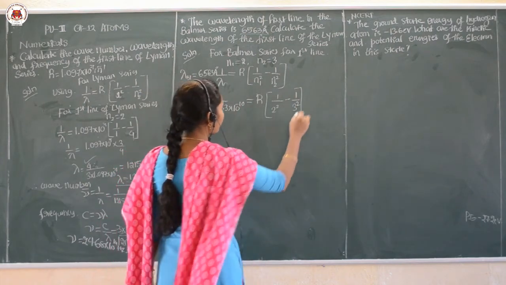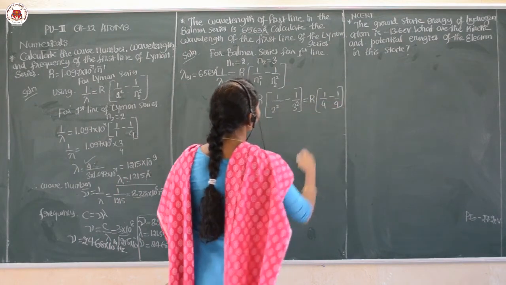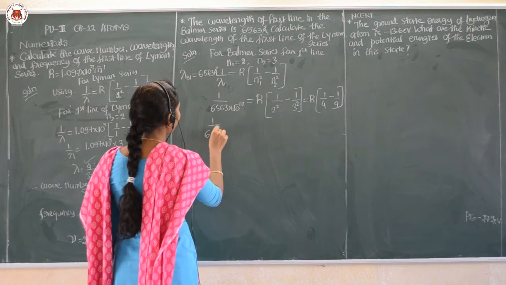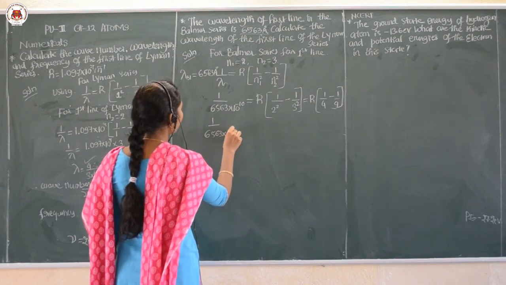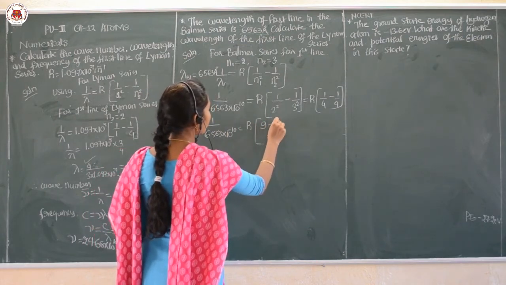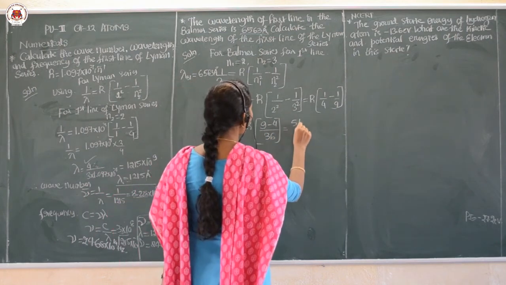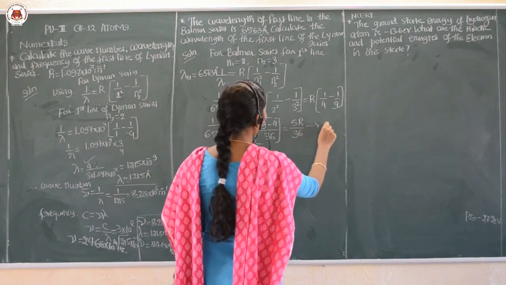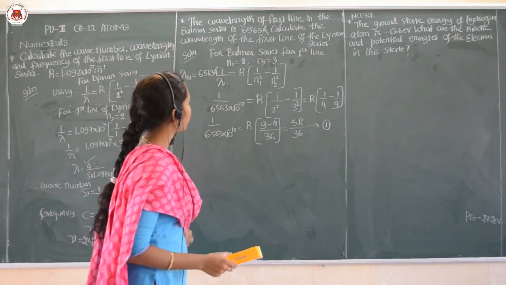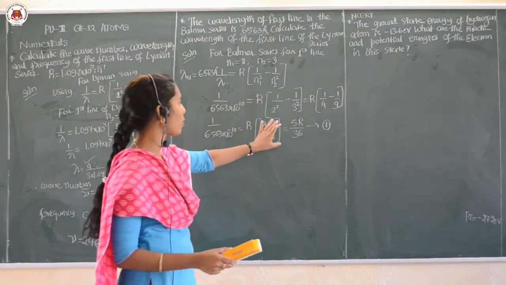Yes, simplify this, that is R into 1 by 4 minus 1 by 9 here. Then we get the simplified form of that, 1 by 6563 into 10 raised to minus 10 is equal to R into, right, 9 minus 4 upon 36, isn't it? Then it is equal to 5R by 36. Let us call it equation number 1. So did you get the step here? Right? So what series is given? Balmer series, for that wavelength is given, and I made that equation that is equal to 5R by 36.